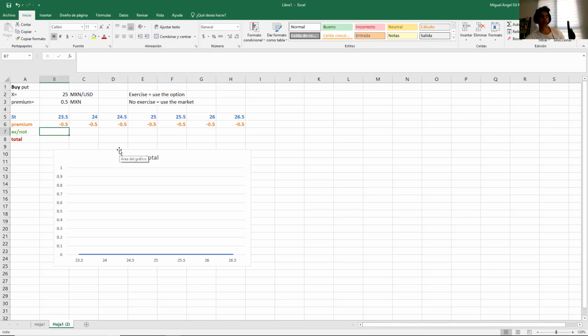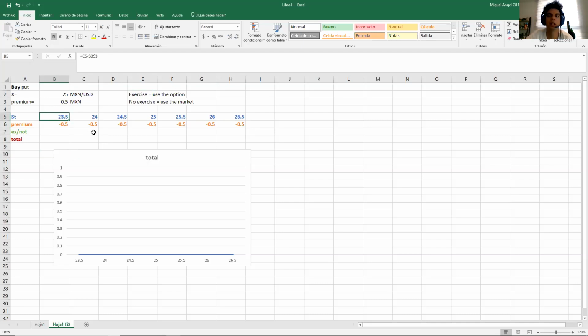And exercise or not, the logic is going to change a little bit here, because now we are selling. So we are going to decide if we want to exercise the option if the price is higher, right? Because we are selling, so we want to sell expensive. So let's do the analysis. Remember, in exercise or not, you need to go step by step, column by column, asking what you want to do, exercise or not exercise. So let's begin at 23.5.